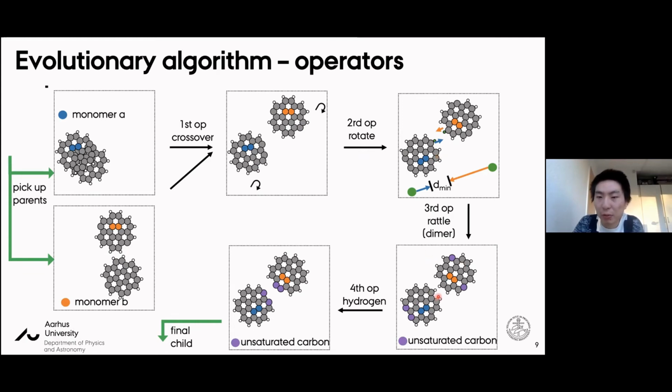But the problem with this one is that the hydrogen atoms are occupying these covalent regions. So we want to remove the hydrogen in this region and leave a vacancy here so they can form the covalent bond. And then only this structure is sent to the local relaxation and the DFT calculations.